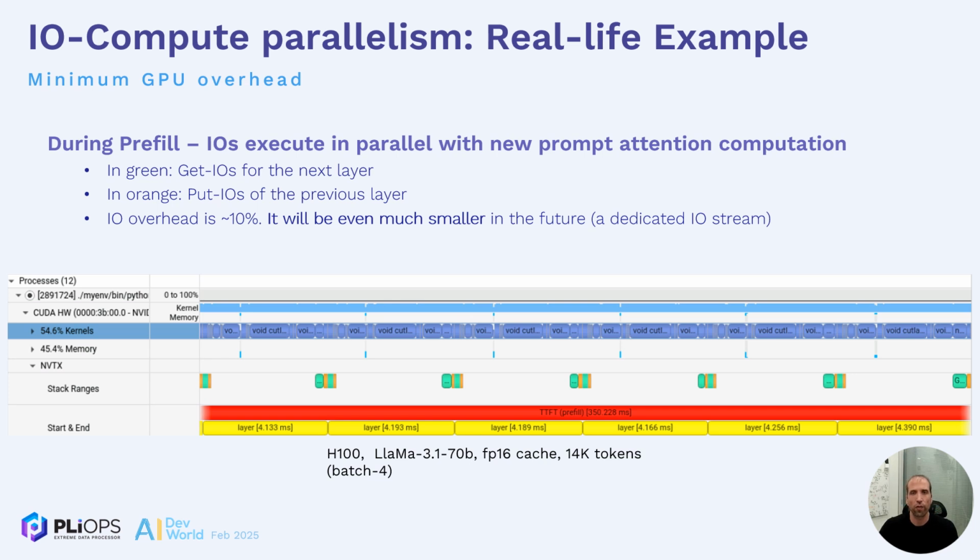We used here 14K tokens, base size 4, and you can see here the actual results. There's still some overhead here, about 10%, because when I'm issuing those I/O kernels, the GPU is idle. However, in our next release, we're going to put it on a different stream, making this totally negligible.